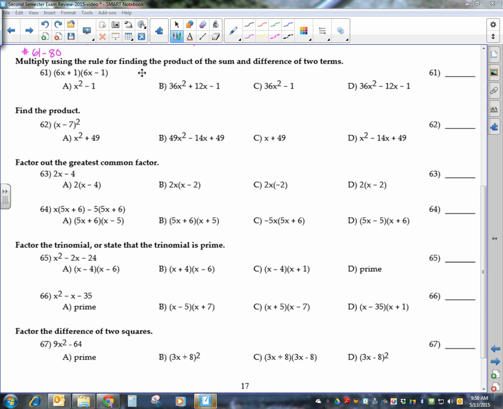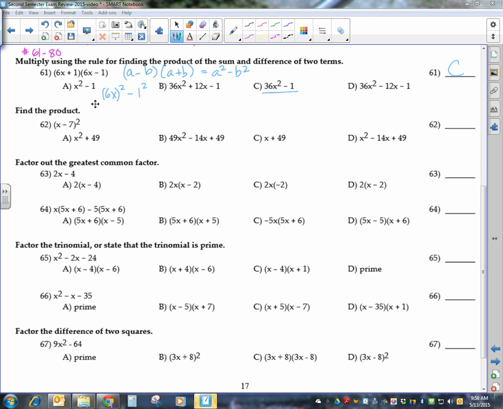Multiply using the rule for finding the product of the sum and differences of two terms. Okay, that product rule, this is A minus B times A plus B. This is what I'm reminding you of, and that's equal to A squared minus B squared. So when you think of this, that's 6x quantity squared minus 1 squared, and that equals 36x squared minus 1. So our answer is C.